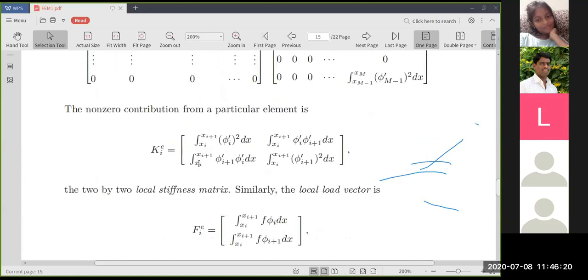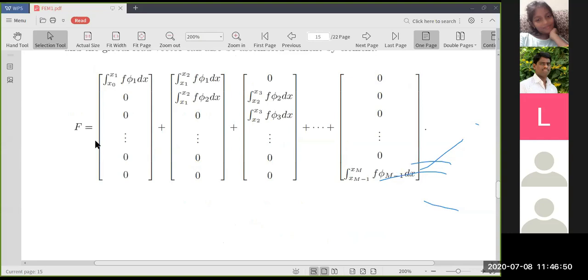So what we are doing, you can say an element K_i is the integral xi to xi plus 1 of phi i dash square, phi i dash phi i plus 1 dash, phi i plus 1 dash phi i dash. We can make it into a 2 by 2 form. Locally for each i I can make a 2 by 2 matrix. It is called the local stiffness matrix. Similarly, the right hand side also you can make as a summation of several vectors. The first vector here, second vector is this, third vector is this, etc. The last vector is this.